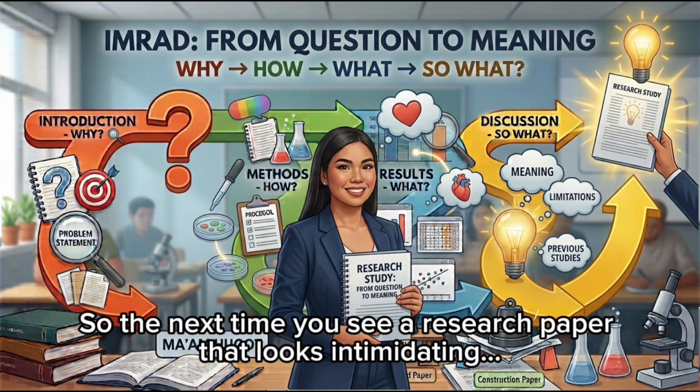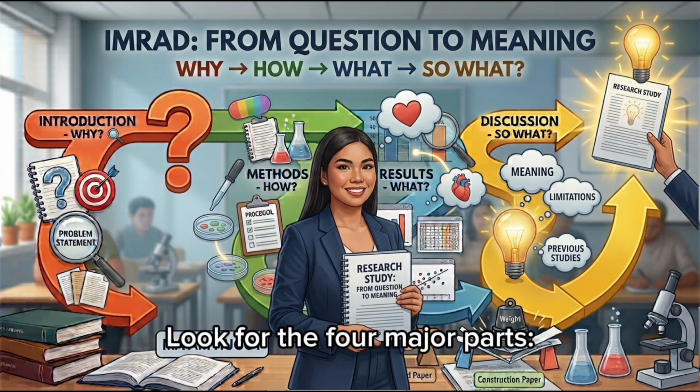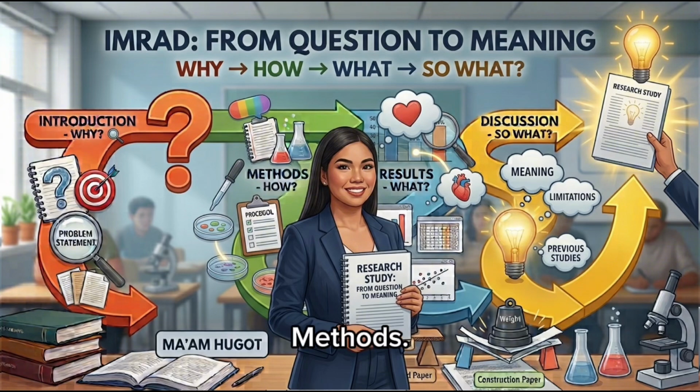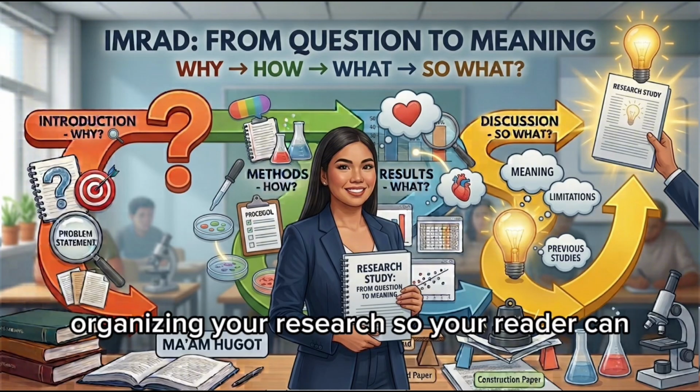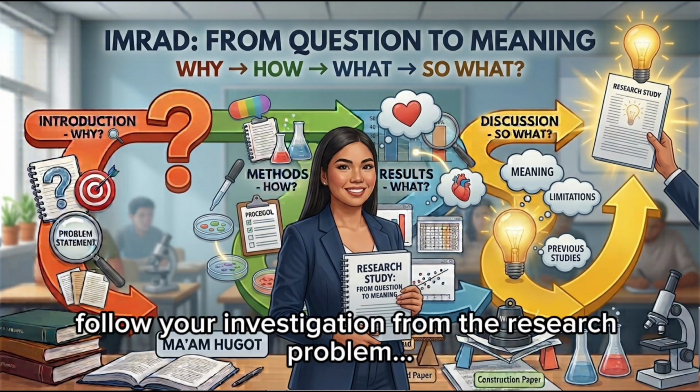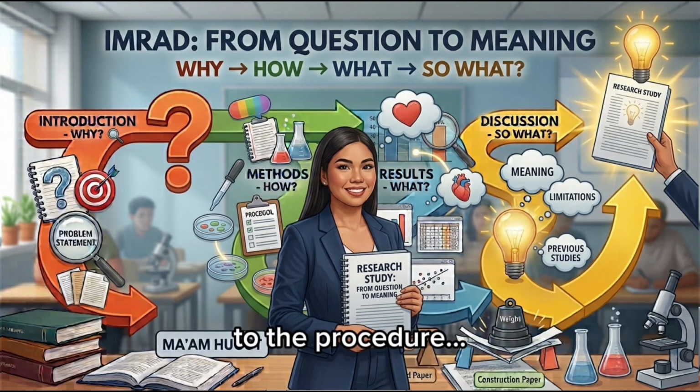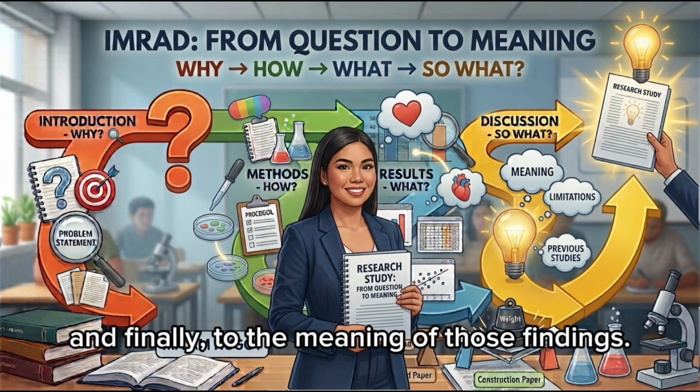So the next time you see a research paper that looks intimidating, don't panic. Look for the 4 major parts. Introduction, methods, results, discussion. Remember, why, how, what, so what. That's IMRAD. It's more than just a format. It's a simple way of organizing your research so your reader can follow your investigation from the research problem to the procedure, to the findings, and finally, to the meaning of those findings.